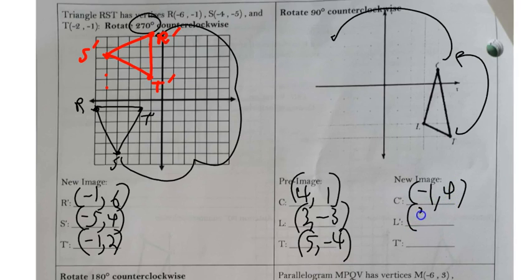The negative 3, when it moves, is going to become positive, and this 3 moves over here. And negative 4 is going to become positive, and the 5 moves over here. So, negative 1, 4 goes here. That's C prime. 3, 3 goes here, and that's L prime. And 4, 5 goes here, that's T prime, and there's our triangle.